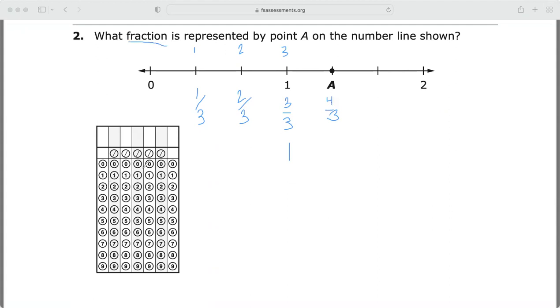And I'm going to put in 4/3 right here, 4/3. So the important thing with a problem like this is to know what your intervals are in between each whole number.